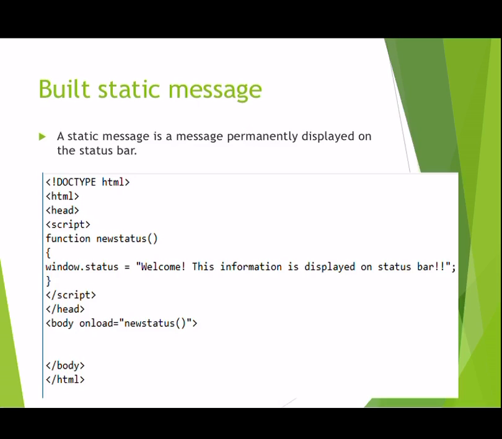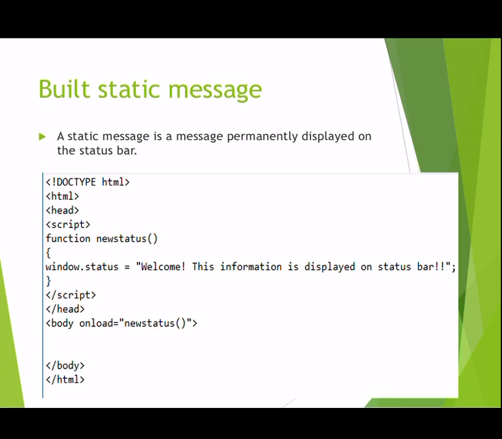First is your doctype HTML tag, then your HTML tag, then your head tag, and then your script tag. You'll start a script. We are taking one function. The function name is newStatus. Function newStatus, open your curly bracket. The method that is used to display a status bar message is the window.status method. So window object dot status is the method.